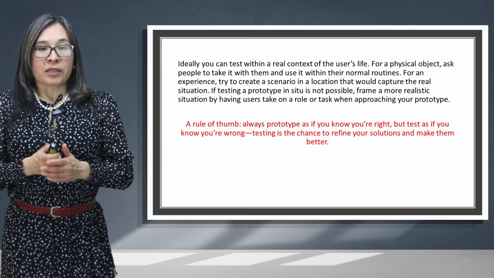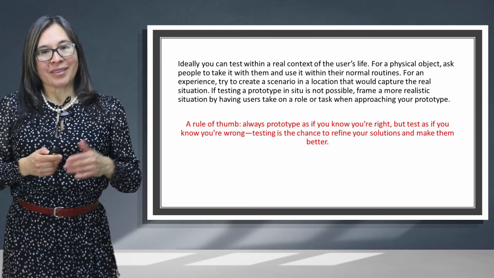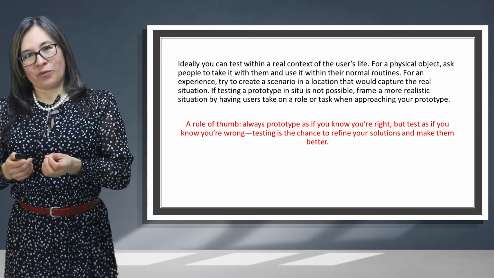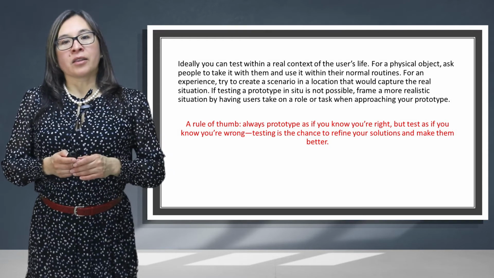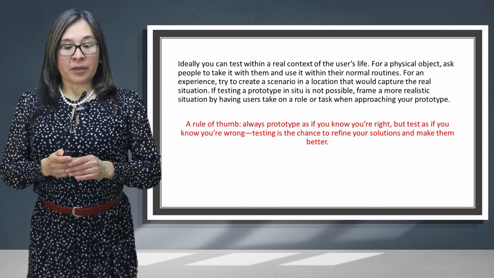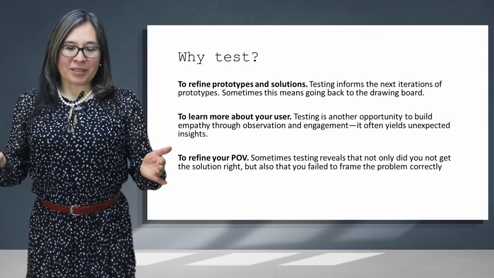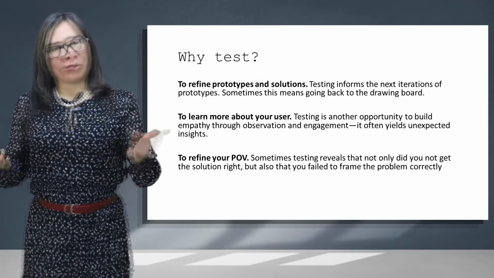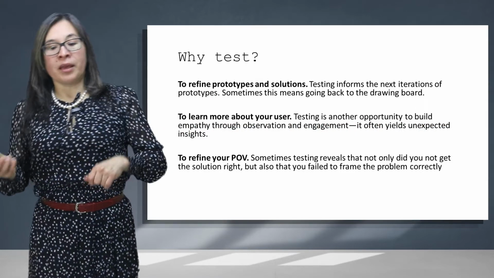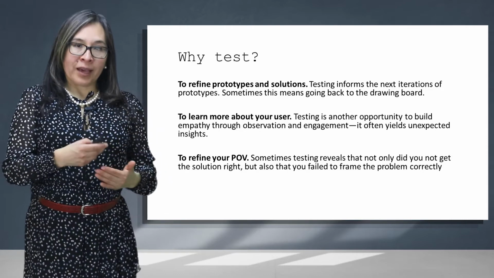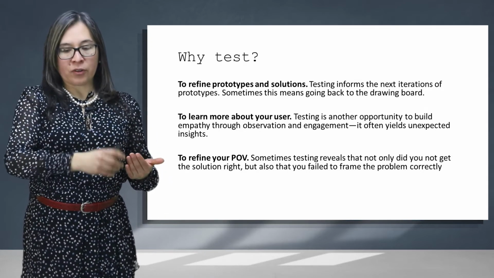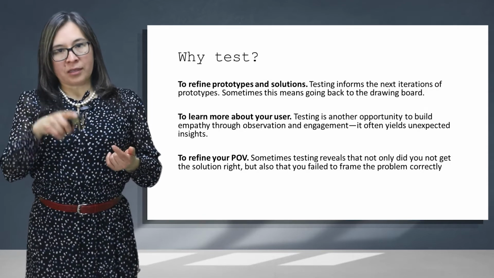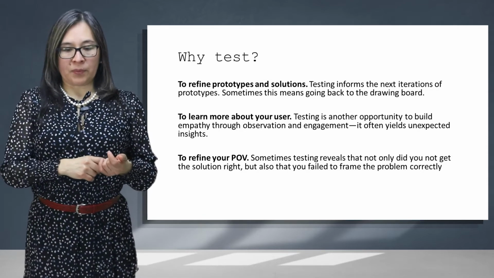So, as a rule of thumb, remember, test like you know that you were wrong, to be able to bring that feedback into the next iteration of your prototype. Why do we have to test? Well, we have to test because we know we are not going to get it right the first time, but we test to refine the solutions that we have. We test to keep learning from the users and to iterate into the next version of the prototype.